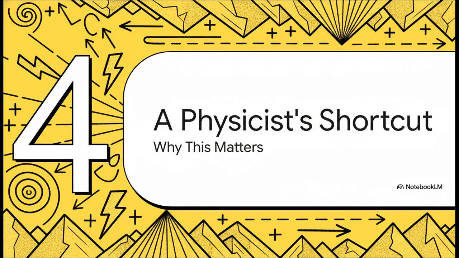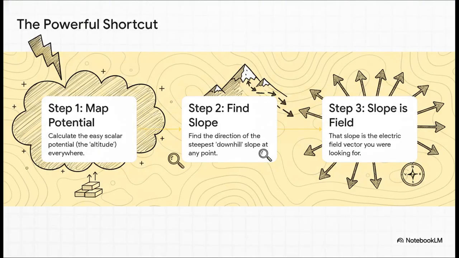So you might be thinking, why go through all this trouble? Why create this imaginary landscape with hills and contour lines? Well, because it gives physicists an incredibly powerful shortcut for solving some really, really difficult problems. This is the payoff. This is the whole point.